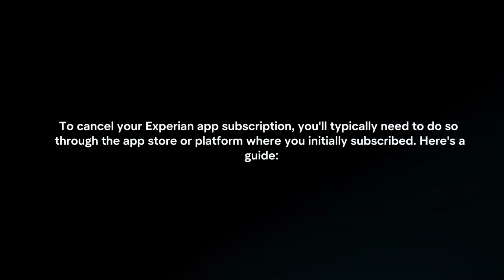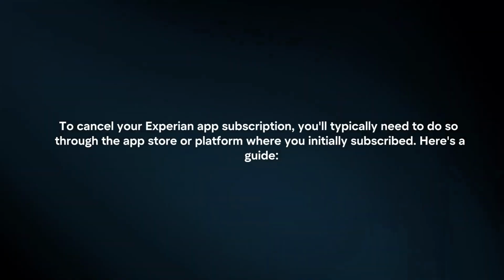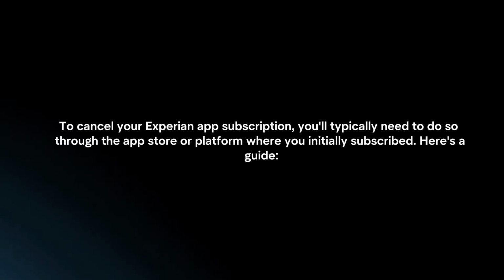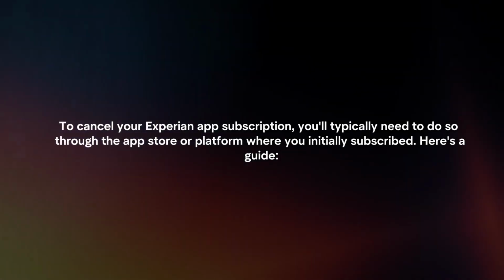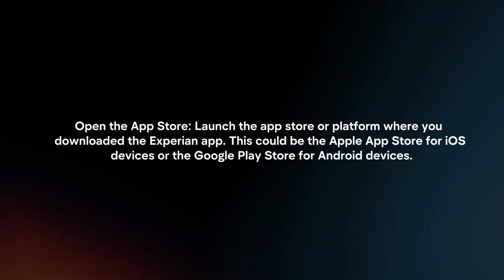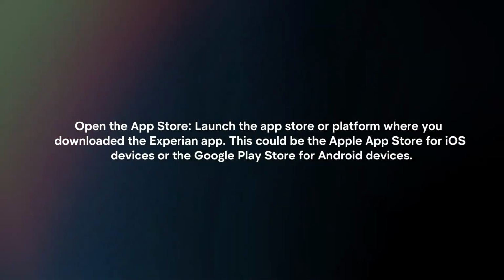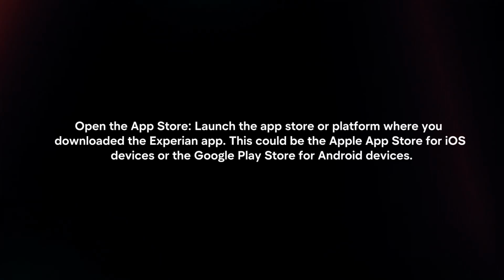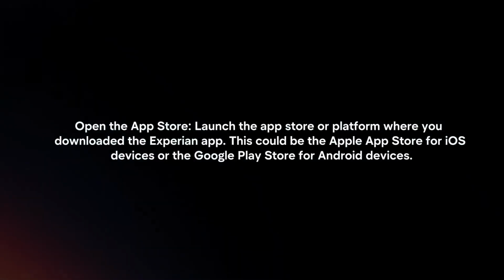To cancel your Experian app subscription, you will typically need to do so through the App Store or platform where you initially subscribed. Here's a guide. Open the App Store. Launch the App Store or platform where you downloaded the Experian app. This could be the Apple App Store for iOS devices or the Google Play Store for Android devices.